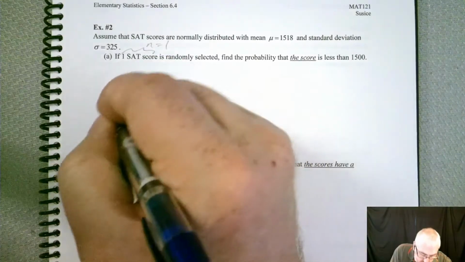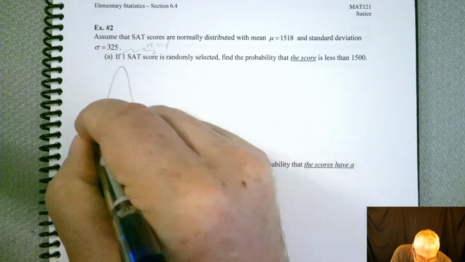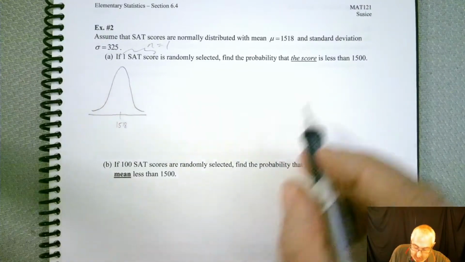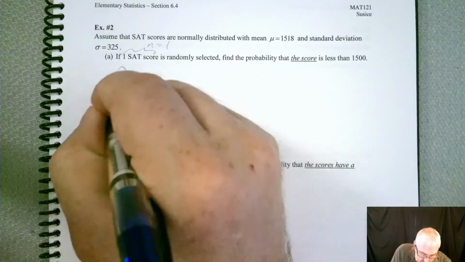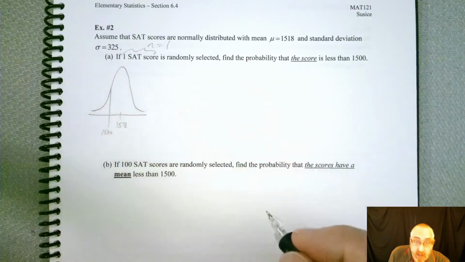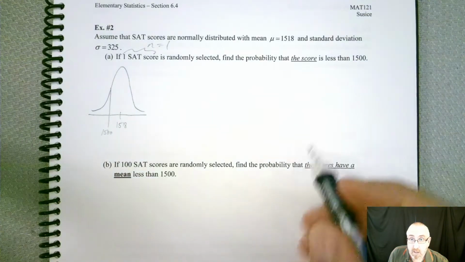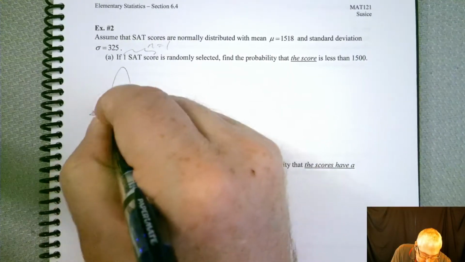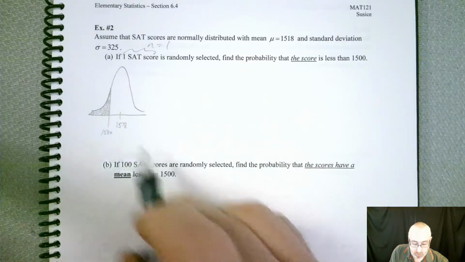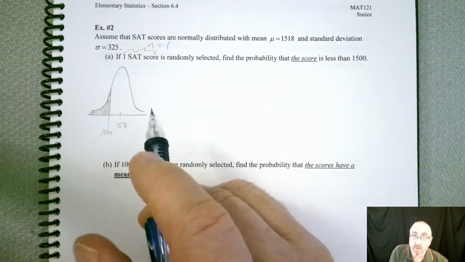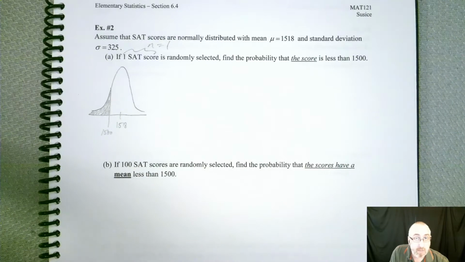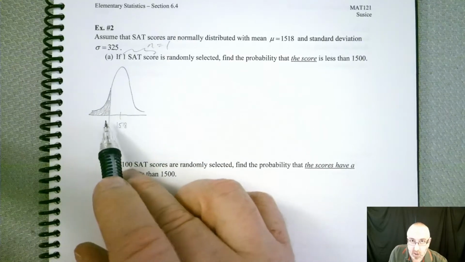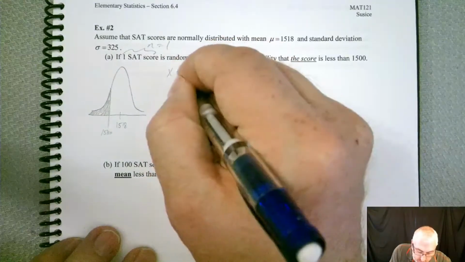Now let me draw a quick little diagram just to make sure we have it down. Our mean is 1518, so we know that's in the middle. And our special value of x is this 1500, so we know that's over here somewhere. Which side are we shading? It's less than, so we're going to shade on the left-hand side. So there's our diagram. Remember, the diagram is just beneficial for determining if your final answer should be small, meaning less than 0.5, or more than 0.5. That's all it's good for. In this case, we should know it's going to be small, less than 0.5.